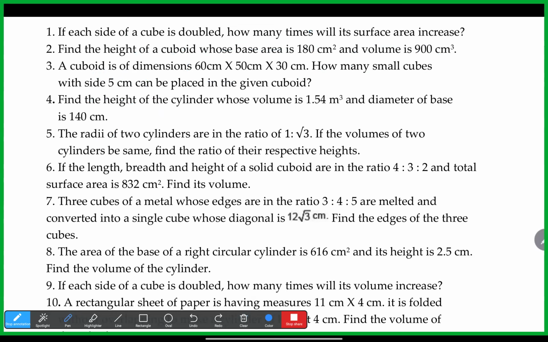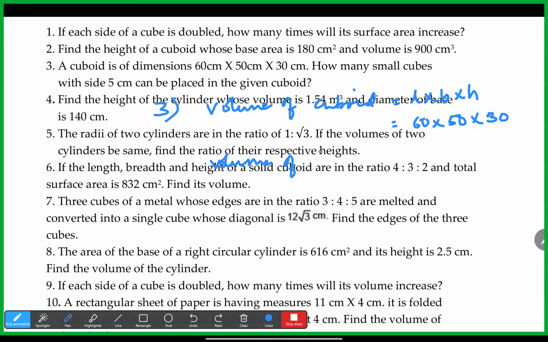It is the same situation. The only thing is that individual cubes are kept in the box. Yesterday the cuboid was melted and cubes formed. Both are the same. This much volume we have to divide by each cube volume, then we'll get the number of cubes that can be placed in the cuboidal box. So the third one is a direct one. Volume of cuboid is equal to LBH, which is 60 into 50 into 30. Then volume of cube is equal to side into side into side.